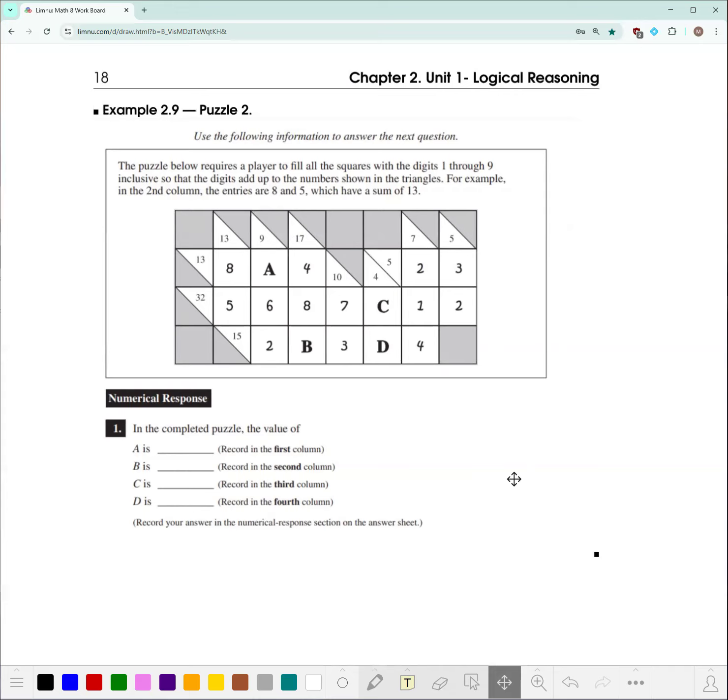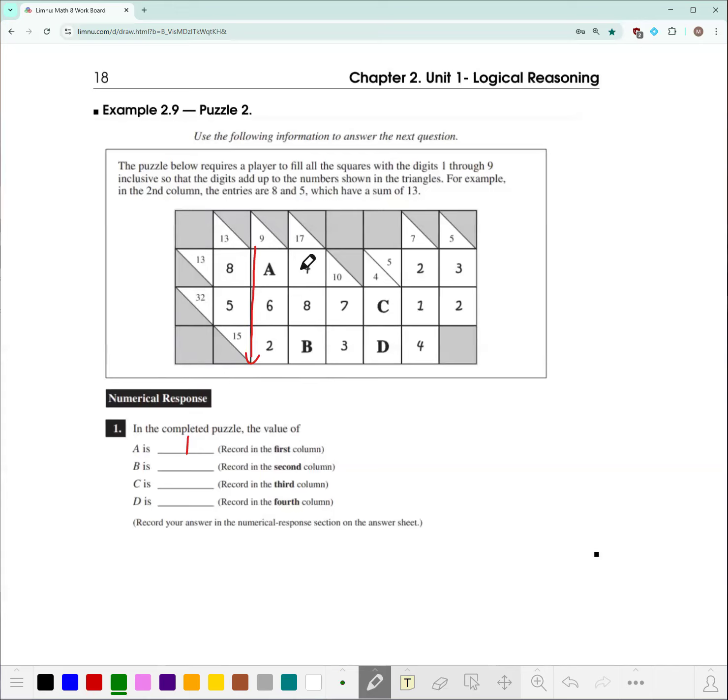For example, in the second column, the entries are 8 and 5. That gives you 13. Find out what each of these is. So we'll just walk through them. If this column here has to have a sum of 9, and our other 2 numbers are 6 and 2, our missing number must be 1. That's all we're doing.